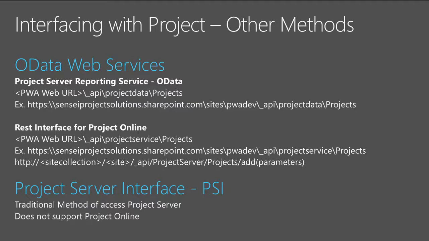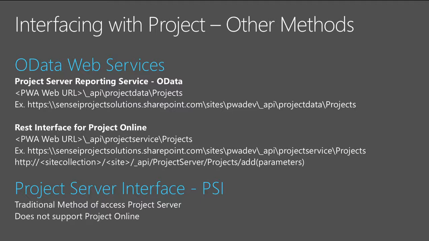But the reporting service only supports read. So you can only read data from Project Online. There's no update functionality exposed. If you want to do that, you can use the REST interface for Project Online, which is exposed using the project server endpoint. So this allows you to do all the CRUD operations, so you can read and write to the Project Online environment.